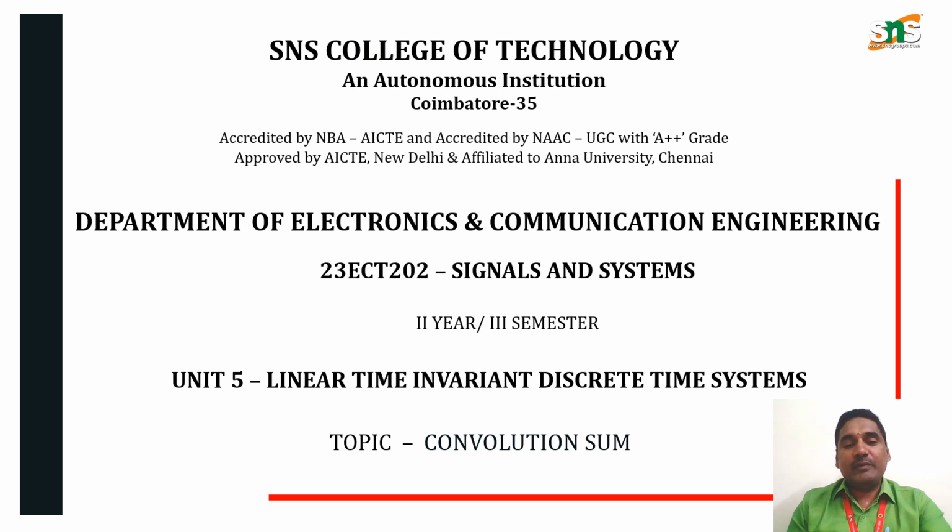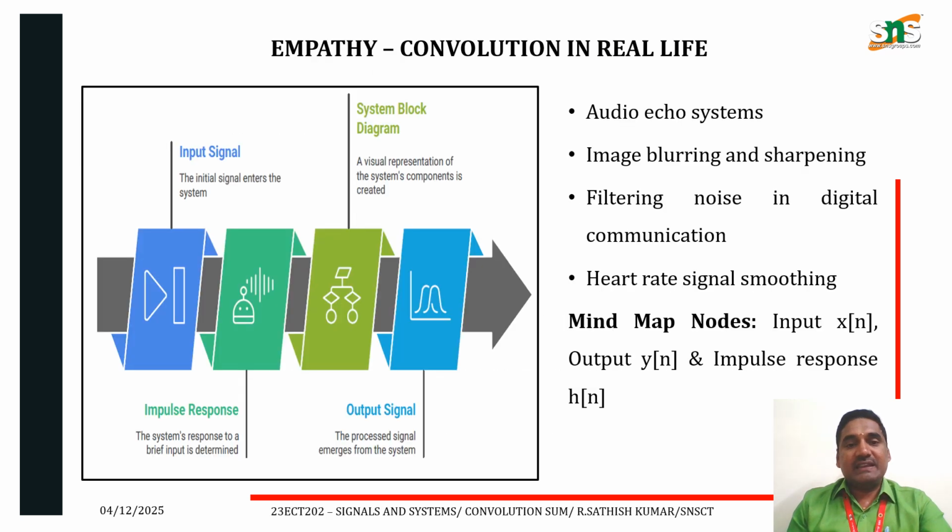Now let us see another video lecture series on linear time invariant discrete time systems, that is nothing but convolution. See how convolution appears in real life. First, the input signal, the initial signal, enters the system, and then a system block diagram, a visual representation of the system component, is created. Impulse response, the system response to the brief input, is determined, and then the output signal, the processed signal, emerges from the system.